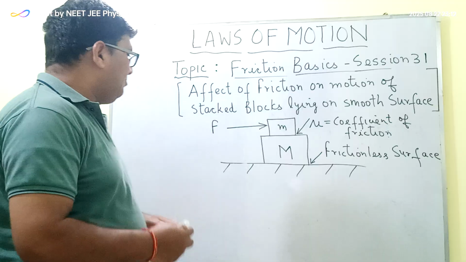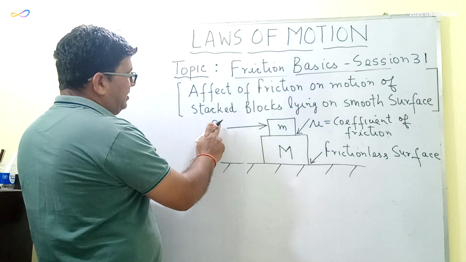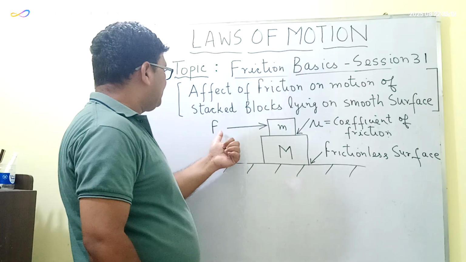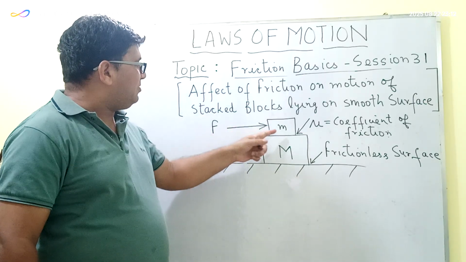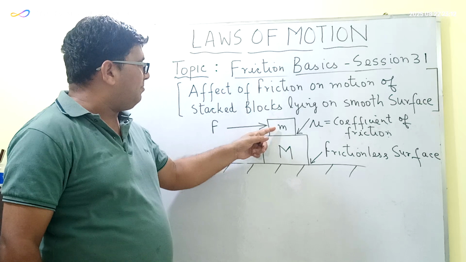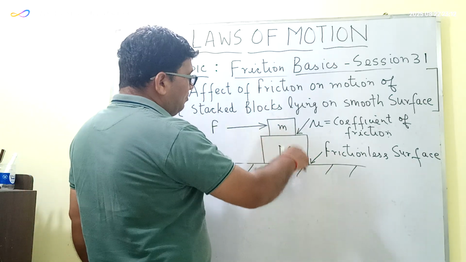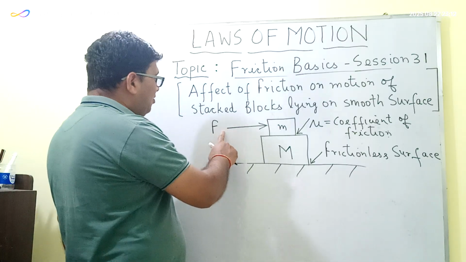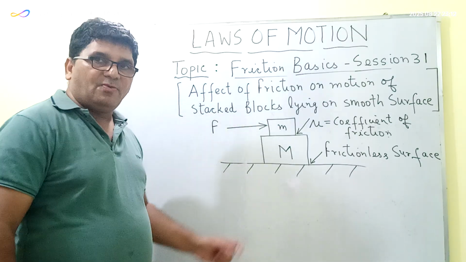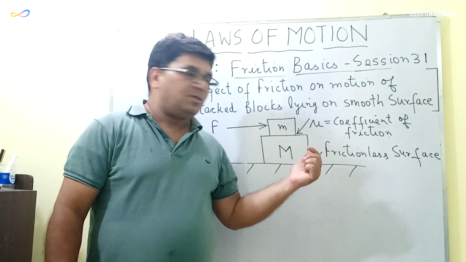तो यहाँ पर हम we will find the value of this applied force, that is the force which is applied on this block of mass small m, such that both these two blocks move together. So we will be finding the value of the applied force for which both these two blocks will move together.